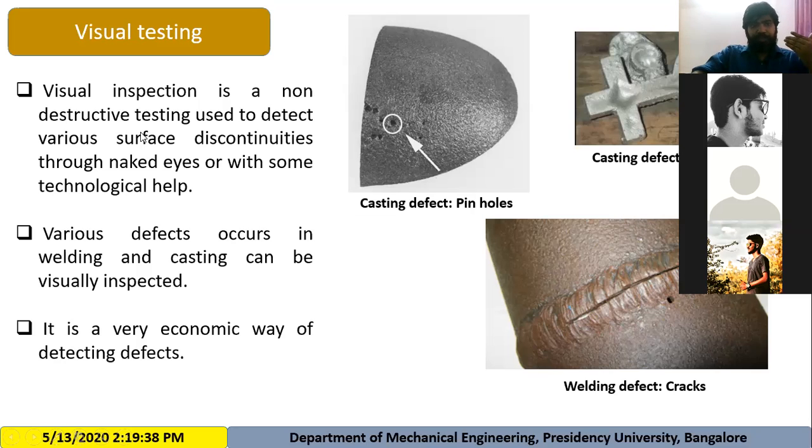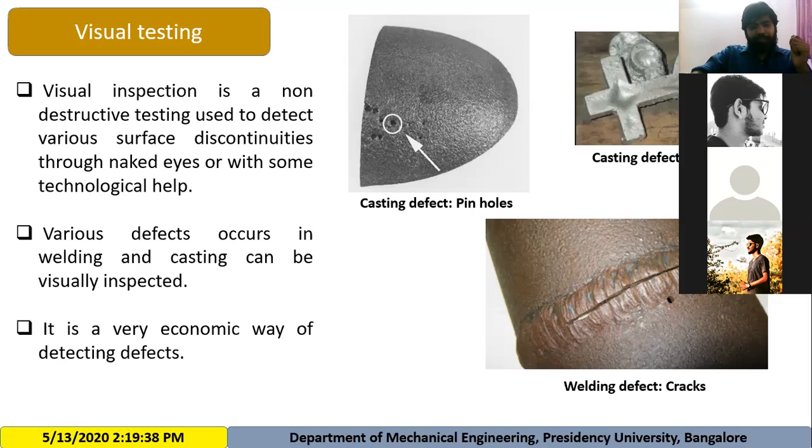Visual inspection is a non-destructive testing used to detect various surface discontinuities through naked eyes or with some technological help. Suppose you are not able to see this, then by taking the help of some lenses, you are able to see it. Even if you have very small pinholes, with the help of lenses you can see those holes.